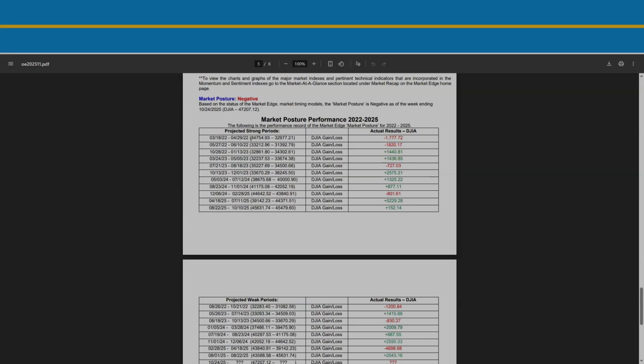Over that period of time, if you had been a subscriber to Market Edge and reading On the Edge, the market posture would have been bearish during those dates, that's where it started, 34,754. That was the close on the Dow on March 18th. 32,977 was the close on April 29th. The market went down 1,700 points. Okay. Horrible call. Yeah. The next one is the same deal. Then we have a couple big winners, a little loser, big.